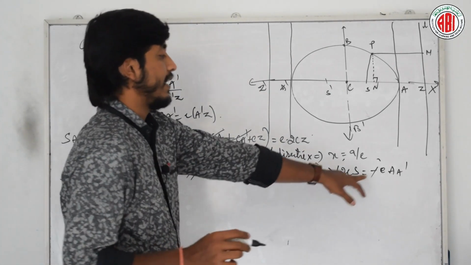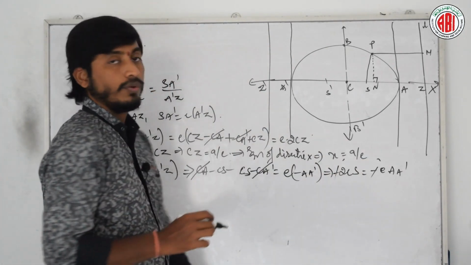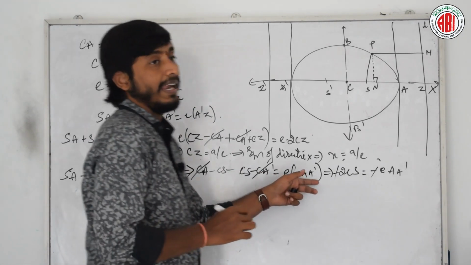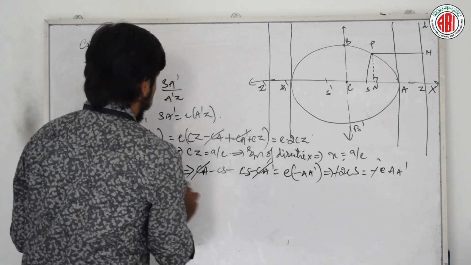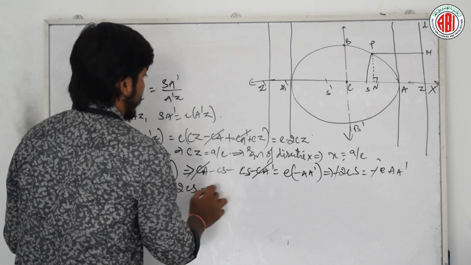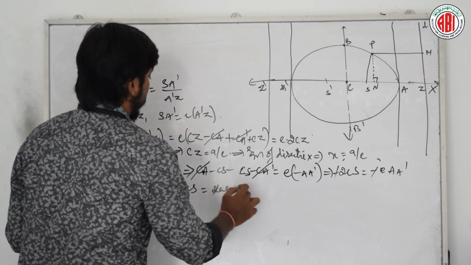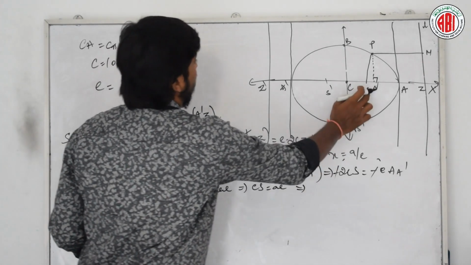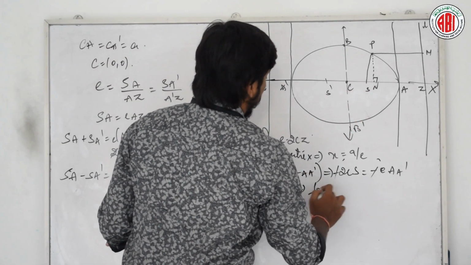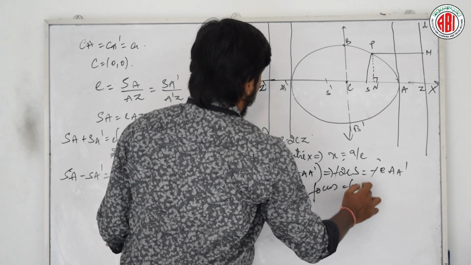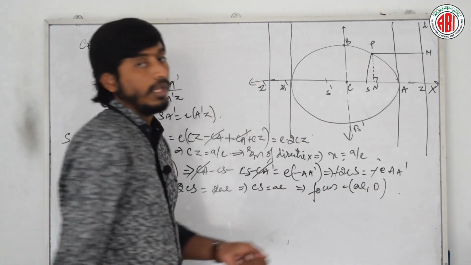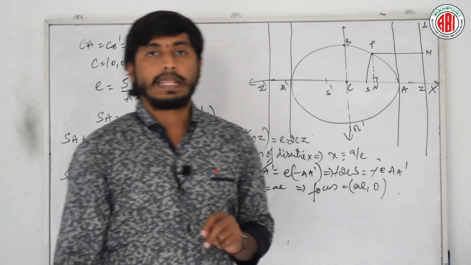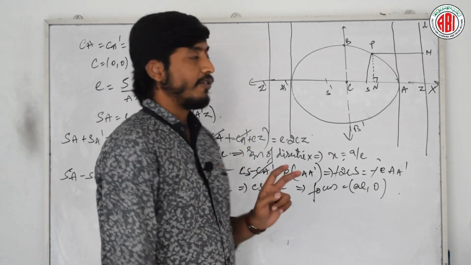Now, can I write CS as AE by 2, right? Or else simply you can remember, what is AA dash? 2A. So this is 2CS is equal to 2AE. Both will get cancelled. CS is equal to AE, right? What is S? This is the focus. The point will be AE comma 0. If it is both foci, I can write it as plus or minus AE comma 0, right? Did we get the directrix and focus now?